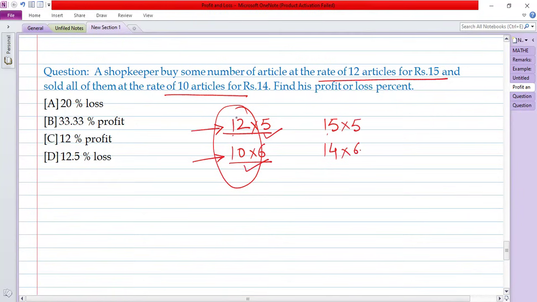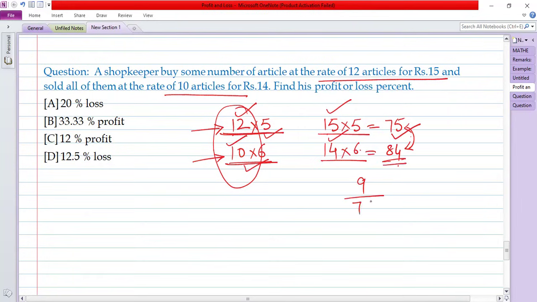What is the meaning? If for 12 articles the cost price is 15, then for 60 articles the cost price will be 15 into 5, 75. For 10 articles, if the selling price is 14, then for 60 articles the selling price will be 84. So what is this difference? This difference is our profit, 9 units, and divide by the total cost price, 75, into 100. Obviously this is our profit percentage.